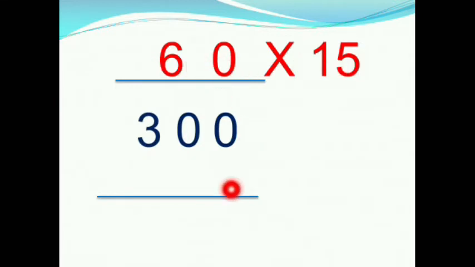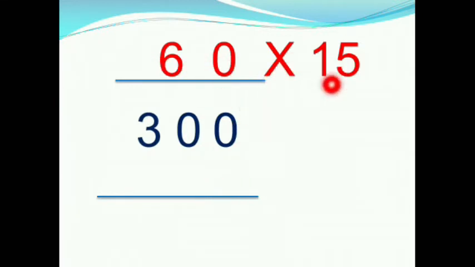60 multiplied by 15. Here also the multiplier is a double digit number. First, we should multiply the units digit, that is 5. First, we should multiply 5 and 0. 5 zeros are 0, because when any number is multiplied by 0, the product is always 0. Next, we should multiply 5 and 6. 5 sixes are 30. Here we have a 2 digit number. So, we will leave 1 place.